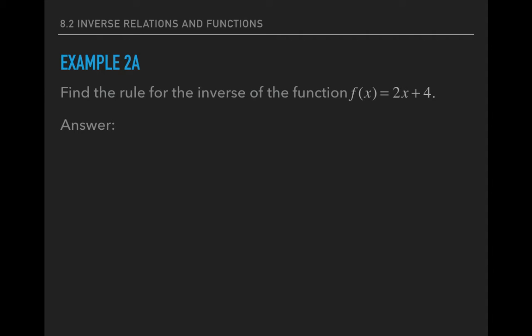What if we have a function and we're asked to find the rule for its inverse? Well, we're still going to use the same idea here of switching the domain and range. And these will be the steps that you take. The first step is if it's written in function notation like we have here, you'll want to rewrite it using x and y. So that function is really y equals 2x plus 4.